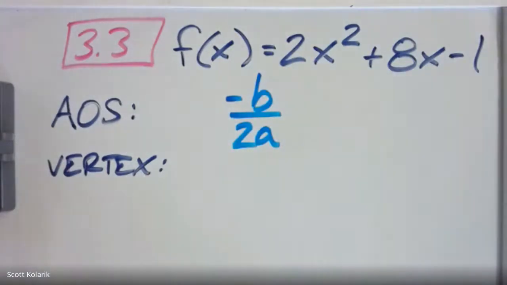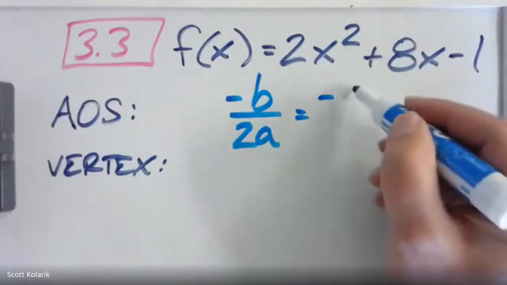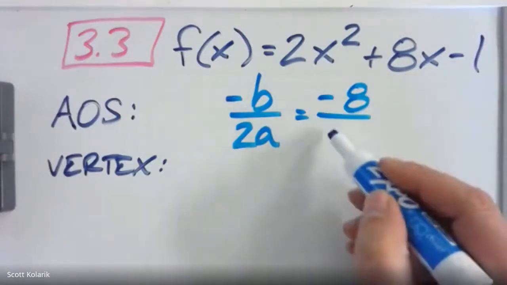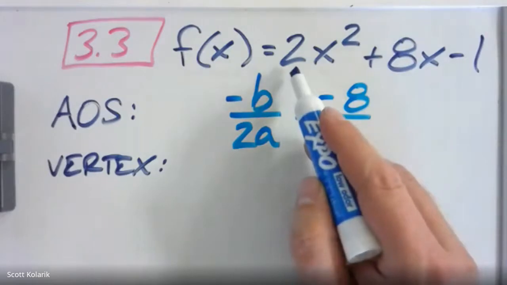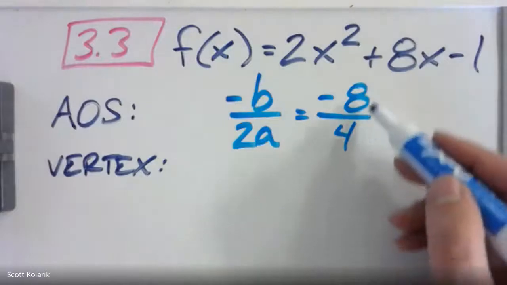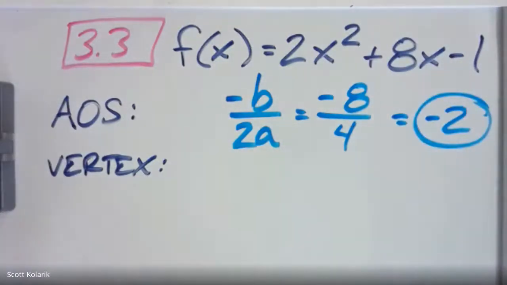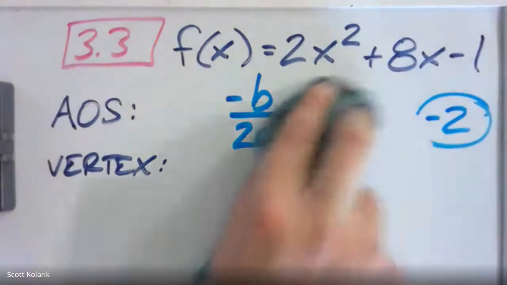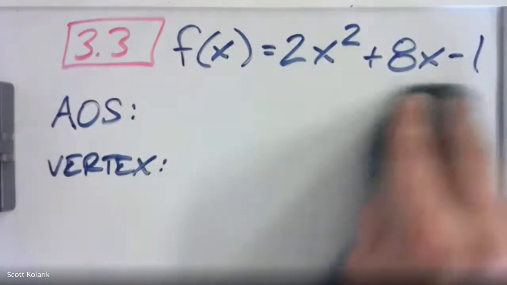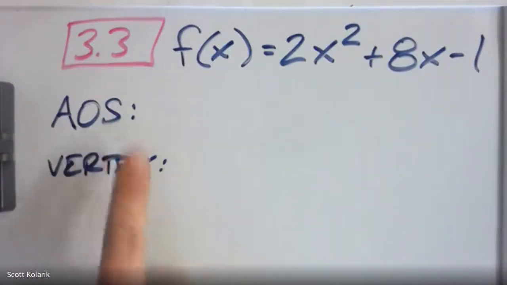So when I plug these values in, I would end up with a negative version of b, or a negative 8. And on the denominator, I'd have 2 times a, or 2 times this positive 2, which would be 4. And this can reduce. Negative 8 over 4 would be negative 2. Great. Negative b over 2a is negative 2. So what? How do I use that? Well, that negative 2 value for that negative b over 2a is going to be used for this axis of symmetry. That's what we ended up solving for.